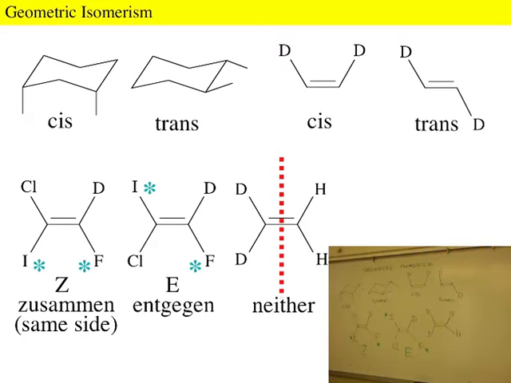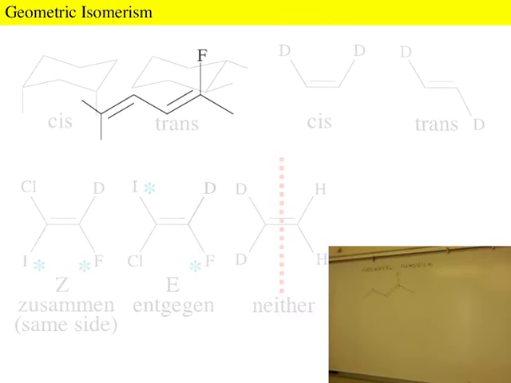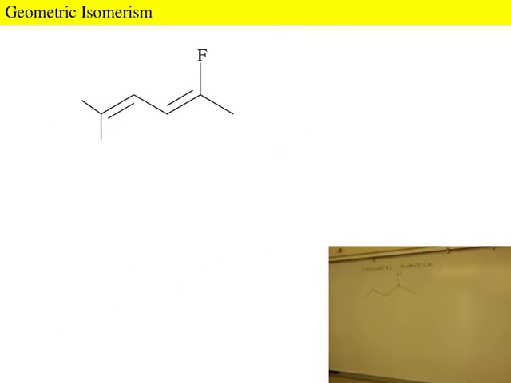Let's work a couple examples of geometric isomerism about double bonds. Let's first consider this molecule, where we have two double bonds that are conjugated.